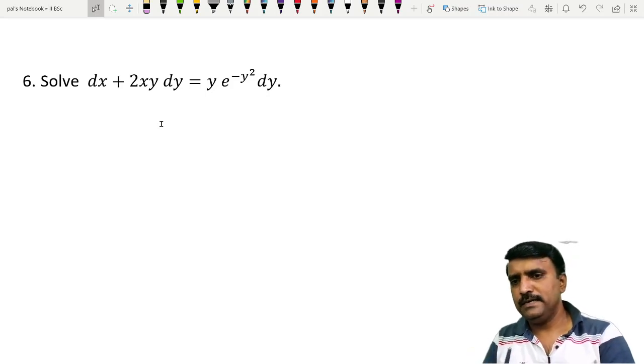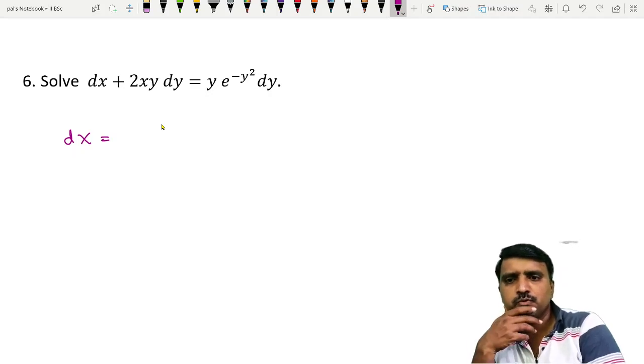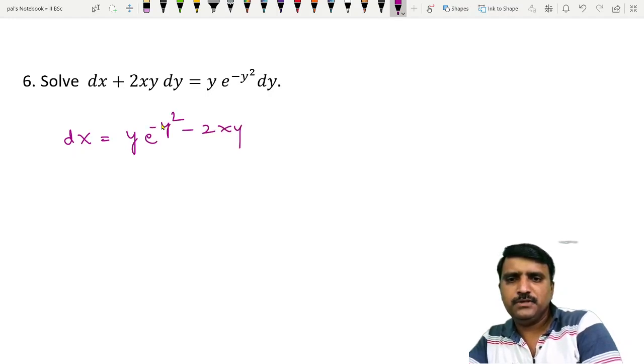Okay, let's take this and try to write this in standard form. dx is equal to, take all these terms to the left hand side. Okay, no problem. So y into e to the power minus y square minus 2xy into dy. So now you write this in dx by dy form.